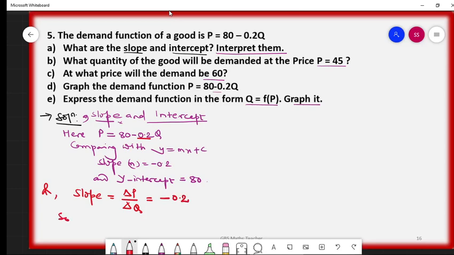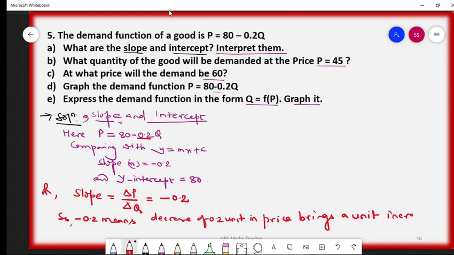So minus 0.2 means a decrease of 0.2 units in price brings a unit increase in quantity. A unit increase in quantity.